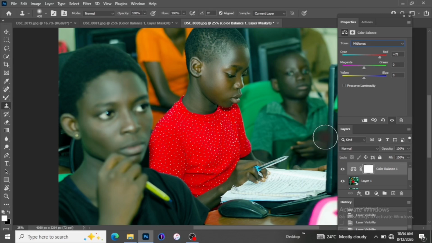So in my next video, I'm going to talk about color grading. Now that we have talked about color balance, if you do not know this one, that means you won't also know color grading.